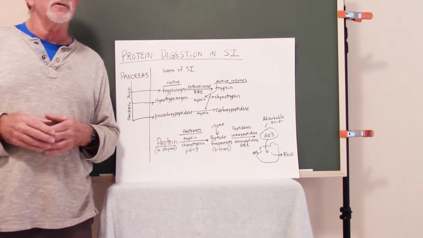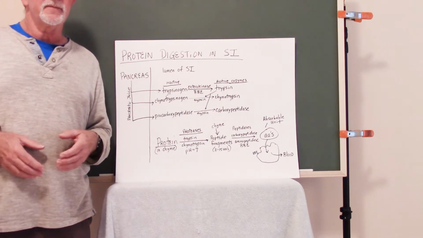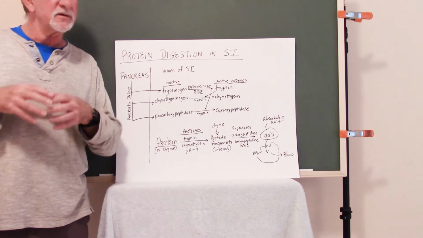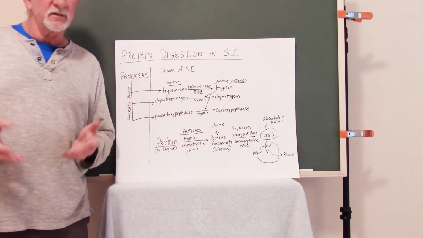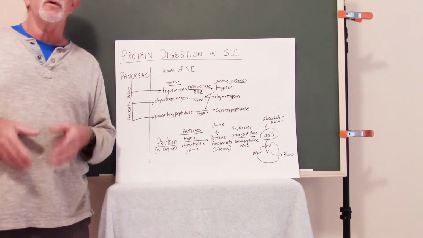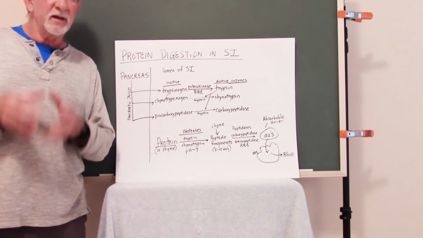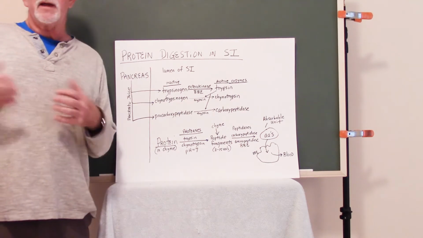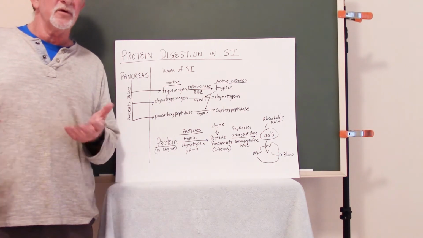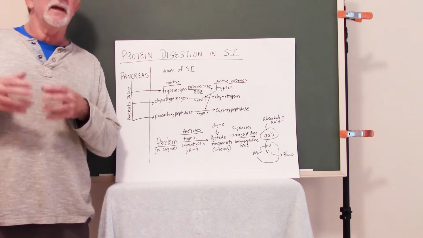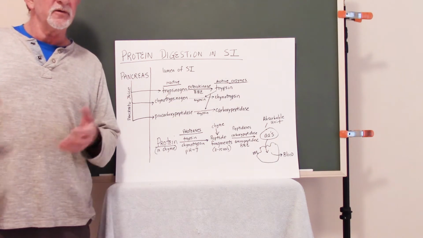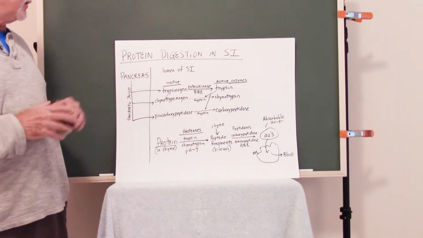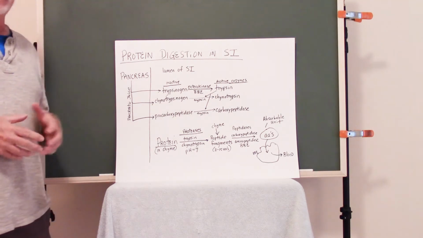And most of the absorption occurs across the walls of the small intestine. By the way, absorption doesn't occur across the mouth, the pharynx, the esophagus, or the stomach. Absorption of nutrients occurs across the walls of the small intestine primarily, and a little bit across the walls of the large intestine. So the small intestine is where most of the activity associated with the digestive system occurs. Most of the absorption and digestion, upwards of 90%, occur in the intestine, and most of that in the small intestine. Okay, so protein digestion in the small intestine.